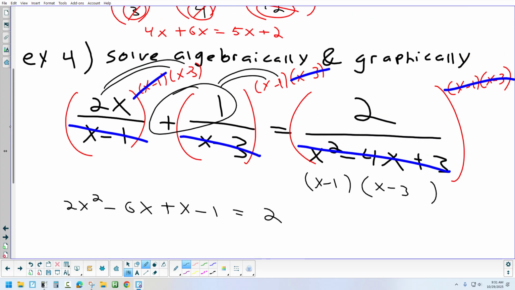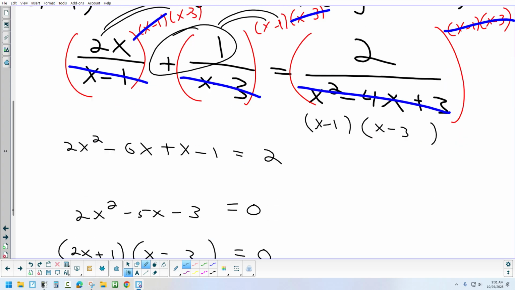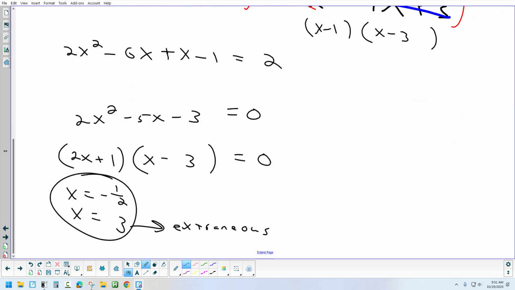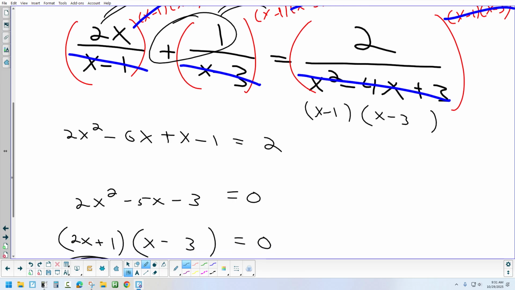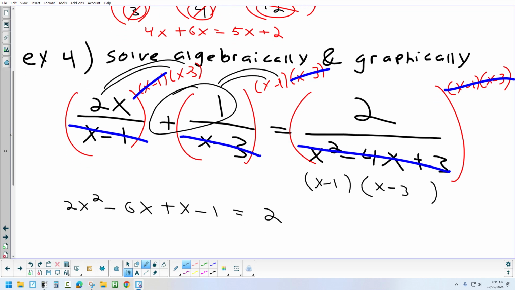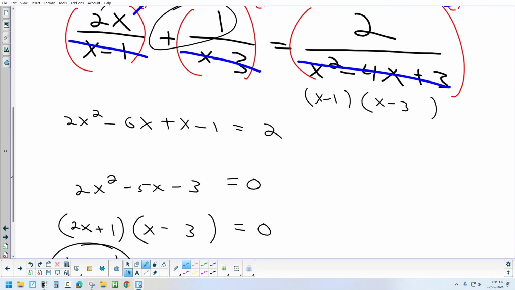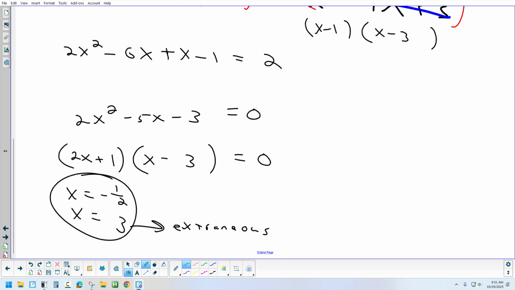The negative 1/2 will be fine. Generally, extraneous just means it's going to cause you to divide by 0. If you check that, you'll be good. The only way the negative 1/2 would be the wrong answer is if you made a mistake. You did your factoring wrong, or you did your quadratic formula wrong, something like that. But other than that, those 2 answers are what you would get when you solve this. And we mark the 3 as extraneous. Okay. Any questions on that?